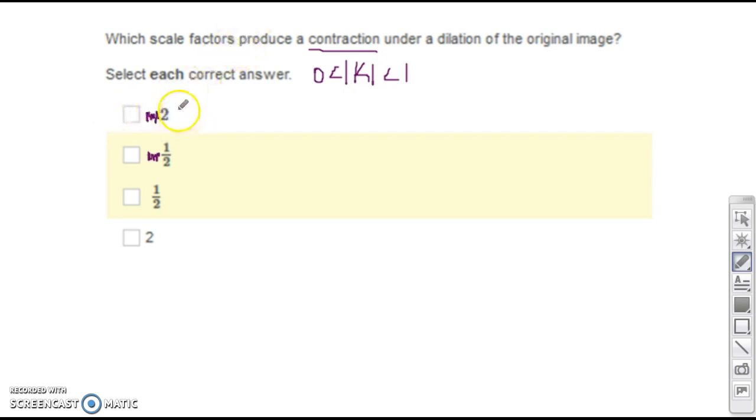This is the absolute value 2. That's going to make it bigger, so that's not a contraction. Absolute value 1/2, that's going to make it smaller. That is a contraction, so yay. A 1/2 again, that's going to make it smaller. 2 is going to make it bigger. So completely ignore the negatives if you're trying to figure out if it's expanding or contracting.